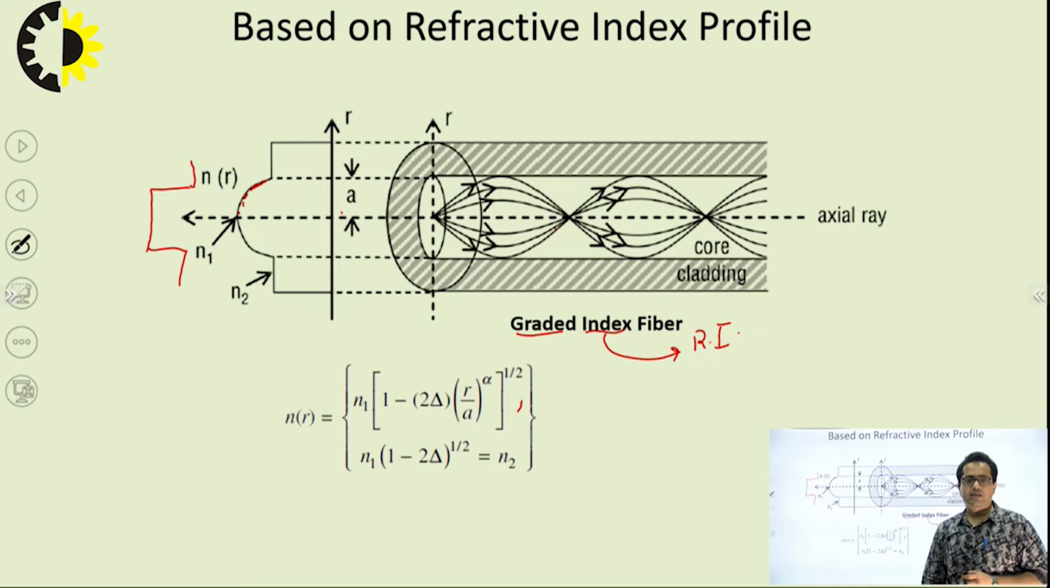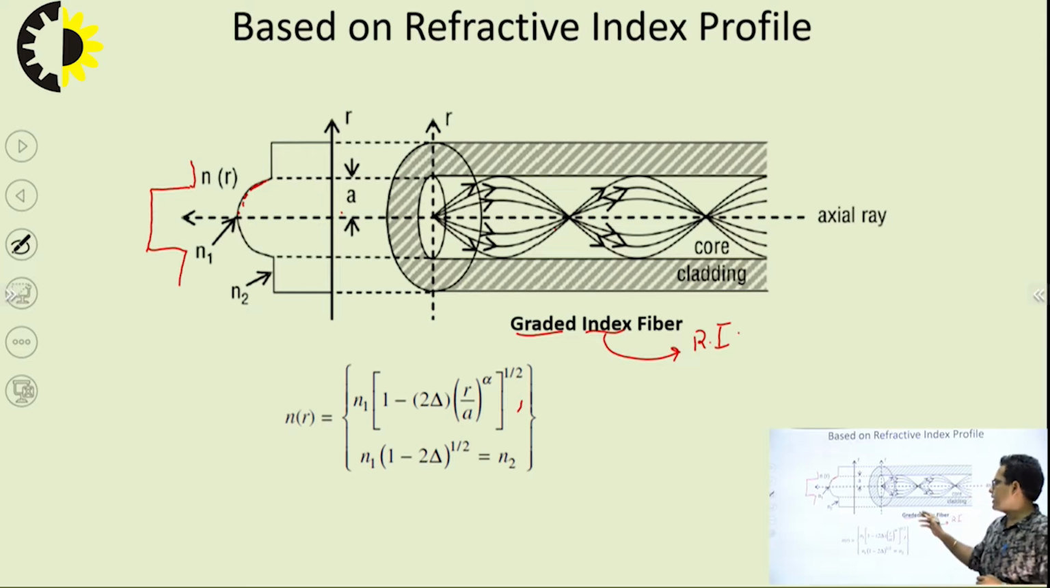Now, as we have discussed in the case of a step index fiber, the refractive index variation as a function of the radial distance was n(r) equals n1 for r less than a. Similarly, n(r) equals n2 for r greater than or equal to a in the case of the step index profile.